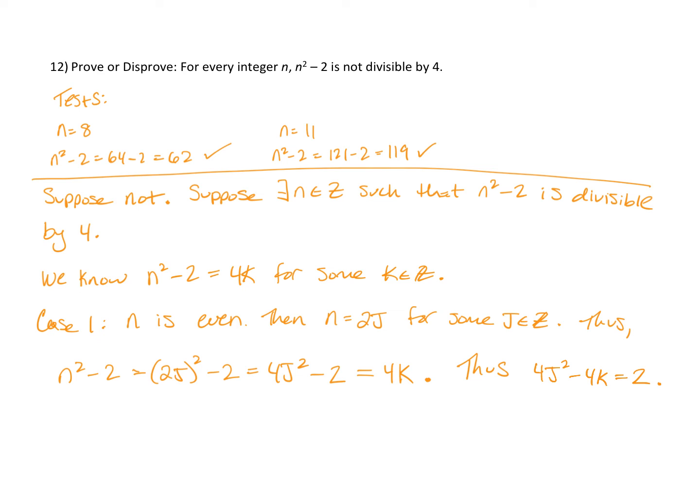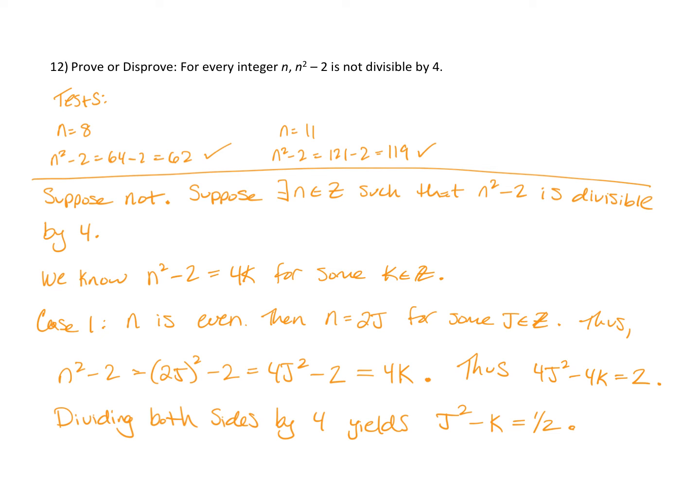Now, dividing both sides by 4 yields j squared minus k equals a half. And I've reached my contradiction because j squared minus k has to be an integer. j and k are both integers. Squares and sums and differences of integers are also integers, but I have j squared minus k as a half, which is not an integer. So I've reached my contradiction.